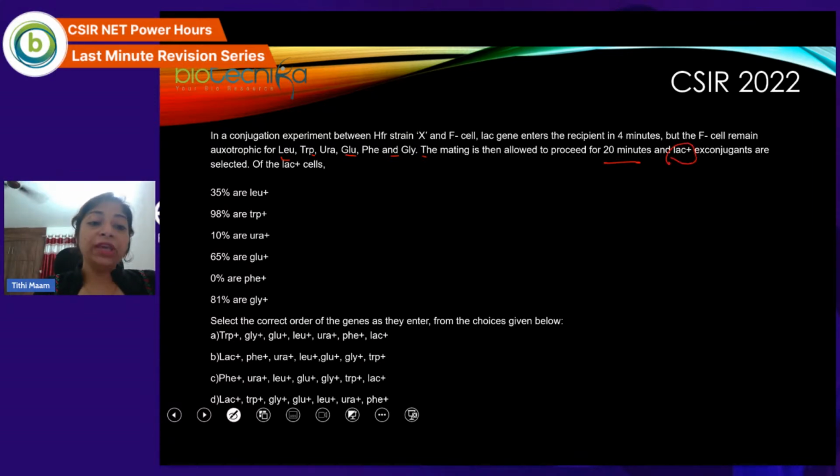Okay. So we are selecting only those cells which have received at least lac plus. All right. Now in all of those cells, we are checking what all other genes they have received. So in that, what we are getting, that 35% are leu plus, 98% are trp plus, 10% are ura plus, 65% are glu plus, 0% are pro plus, and 81% are gly plus. Select the correct order of the genes as they enter from the choices given below.